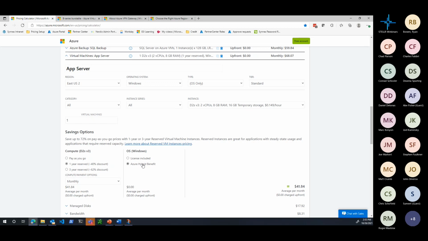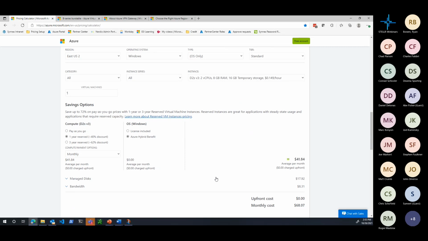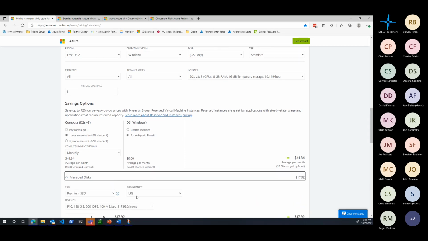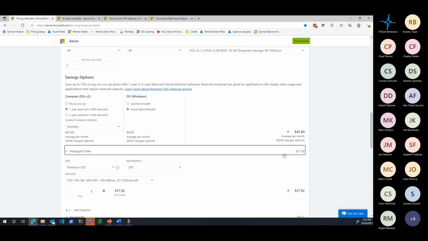So you can see, as I use the hybrid benefit, it takes my OS cost to 0 and then changes my machine cost there as well. The one thing that doesn't fluctuate is your disk. So even if you shut the machine down, this disk price will be the same, as it's going to keep the disk around. Only until you delete that disk will that cost not be there for virtual machines.